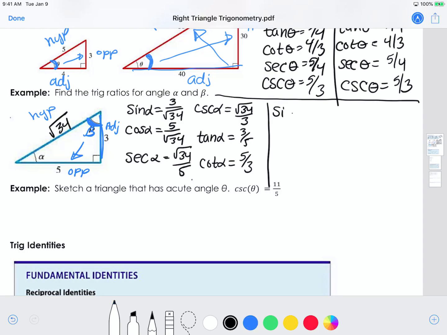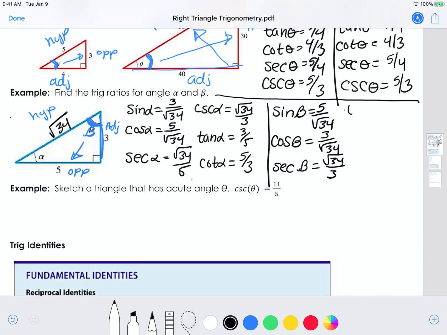So when I find sine of beta, my adjacent and the opposite sides get flipped. Sine is opposite over hypotenuse, but now the opposite side is 5. So I'm going to do 5 over the square root of 34. Cosine of beta is adjacent over hypotenuse, so that's 3 over the square root of 34. Secant of beta is hypotenuse over adjacent, so that's the square root of 34 over 3.